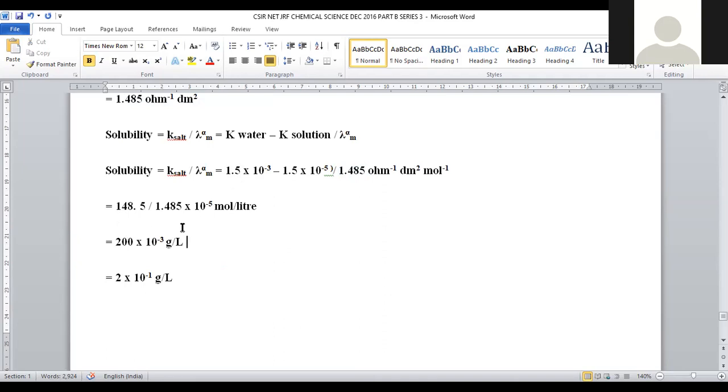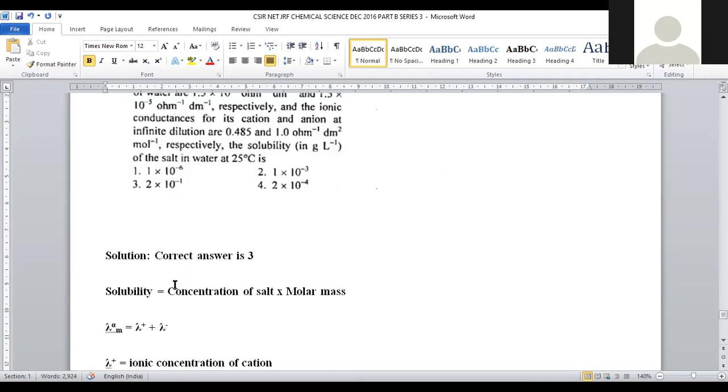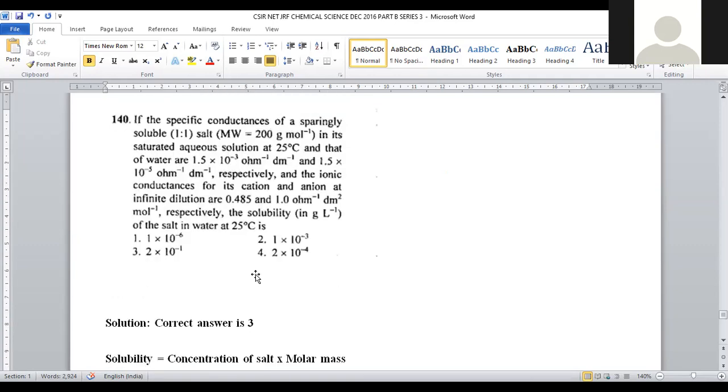So what happens? They get cancelled, so that here 200 into 10 to the power minus 3 gram per liter. 200 into 10 to the power minus 3 can be written as 2 into 10 to the power minus 1 gram per liter. So 2 into 10 to the power minus 1 only they're asking, so that it will be option number 3. This is from chemical equilibrium.